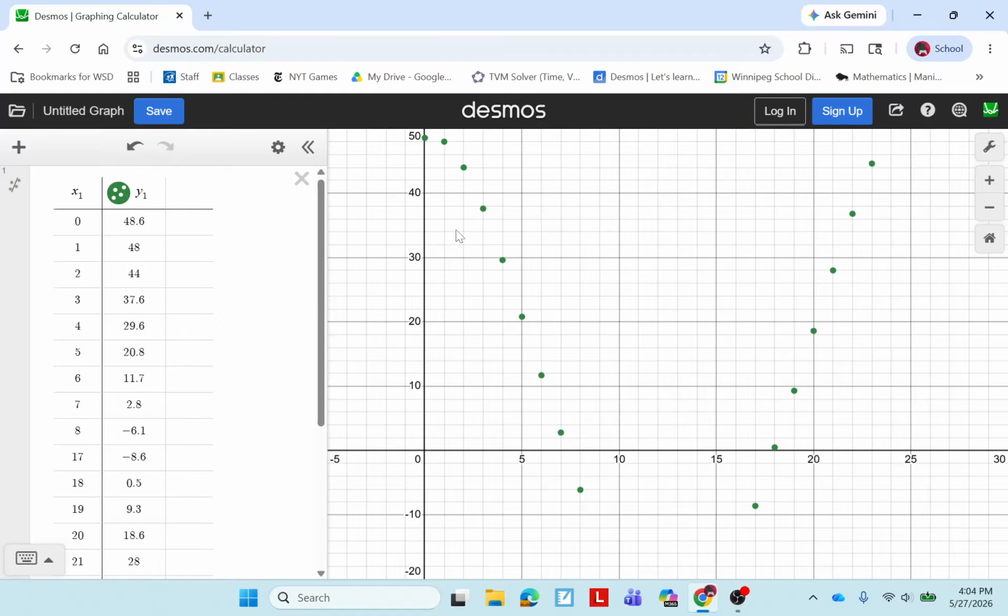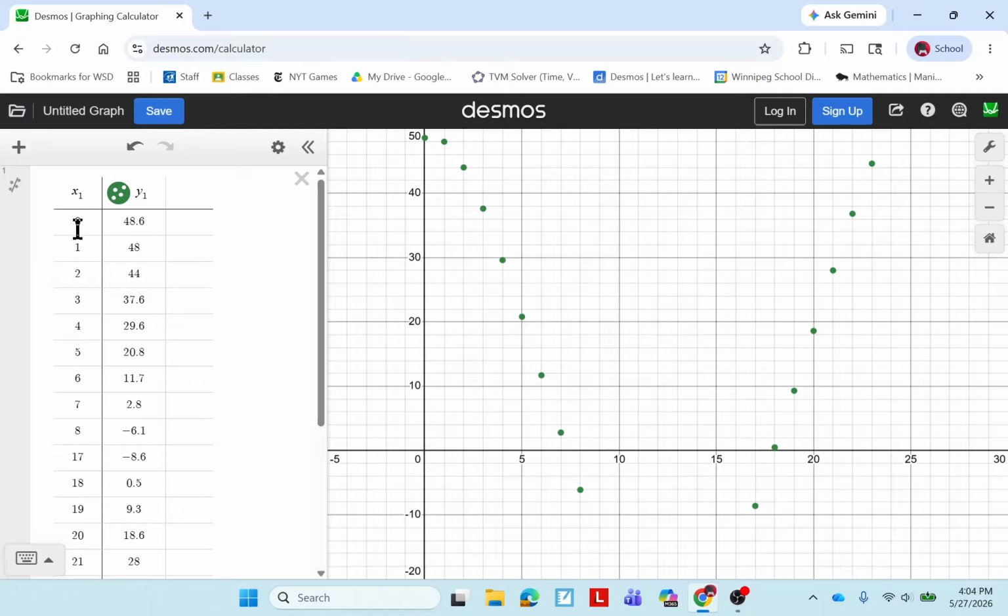We can see our points here. We can see the shape. They go down, and then we don't have any data after that. And then they start coming up again at 17, and they go back up. Okay, so when you are readjusting your window, think about what range of x values am I looking at based on the data, and what range of y values. Just kind of keep that in mind.